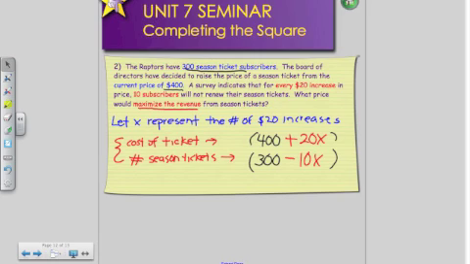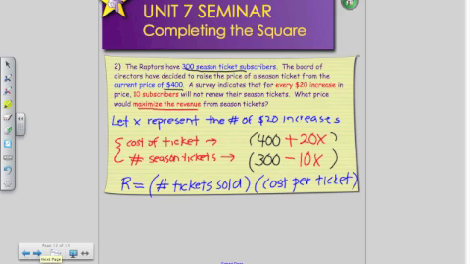Now what you have to do is come up with a quadratic equation. That means the revenue is equal to your number of tickets sold multiplied by the cost per ticket. Number of tickets sold by cost per ticket. In this case, we have 300 minus 10x multiplied by 400 plus 20x.